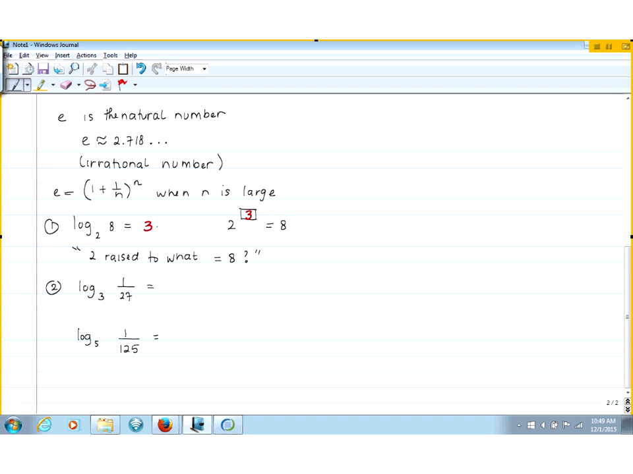Okay, so now, how about this? Log base 3 of 1 over 27. What's the value? Well, this is the same thing as asking, 3 raised to what number will give me 1 over 27? Negative 3? So what is my answer to my log question? Negative 3. Does that make sense? Can you do the third one? What's the answer to the third one? 5 raised to what number?